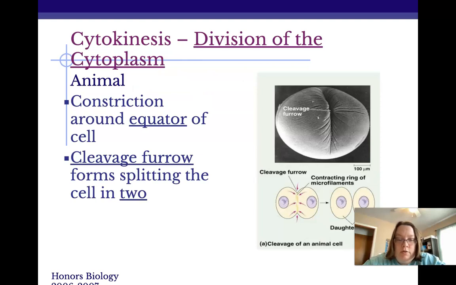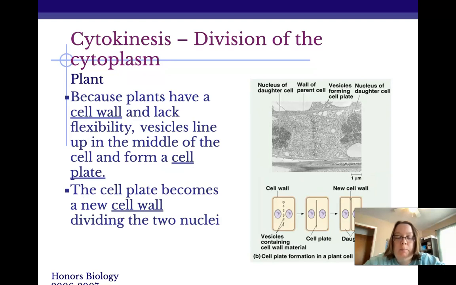After mitosis is over, cytokinesis begins. Cytokinesis is the division of the cytoplasm. So this is when the cytoplasm physically splits into two. In animals, animal cells pinch. They pinch into two, and that pinching is called a cleavage furrow. They physically pinch into two.